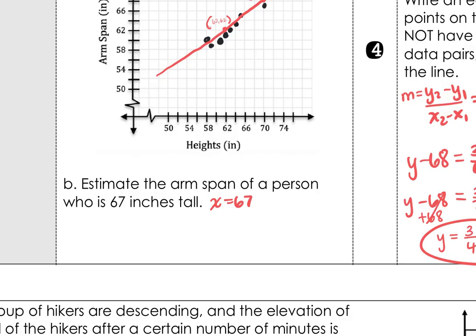So now we're going to use our function notation because we have an equation and they're giving us a value for x. So what do you think we should do with that to find its arm span?